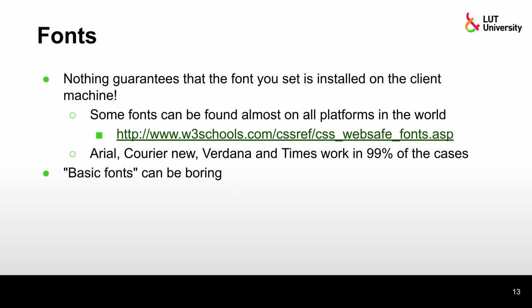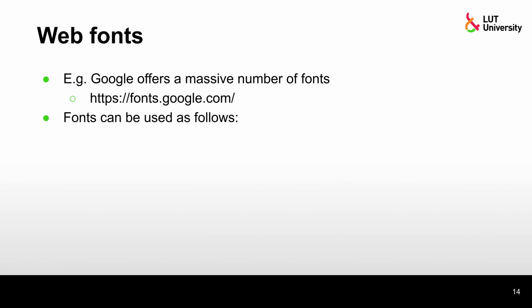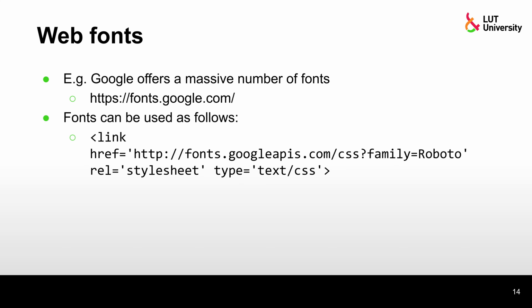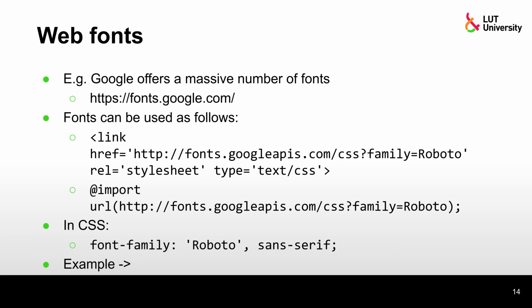But of course, these basic fonts can be a bit boring. But you can also use so-called web fonts. For example, Google or Mozilla offer a massive number of fonts. For example, at fonts.google.com you can get plenty of fonts, and fonts can be used in CSS. You can link them to your HTML, or you can import them to your CSS. Here we are taking from this Google API this font called Roboto, which is widely used in web development. And then in CSS, you can just use the newly imported font. For example, font-family: Roboto, sans-serif will define that we are using this Roboto font. Or if somehow this font can't be fetched from Google, then we are using just some other sans-serif font as a fallback.